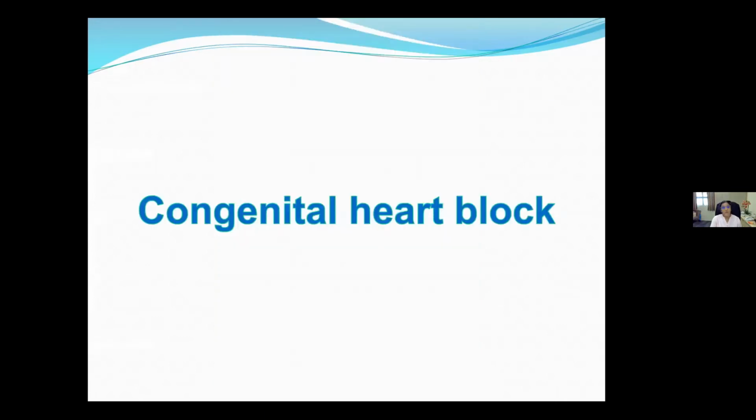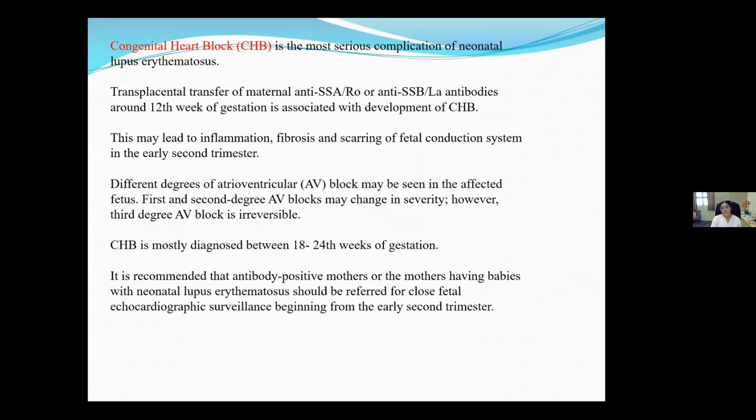So let's discuss congenital heart block. It is the most serious complication of neonatal lupus erythematosus. There is transplacental transfer of maternal anti-Ro and anti-La antibodies around the 12th week of gestation, and this is associated with the development of congenital heart block. These antibodies may lead to inflammation, fibrosis, and scarring of the fetal conduction system in the early second trimester.